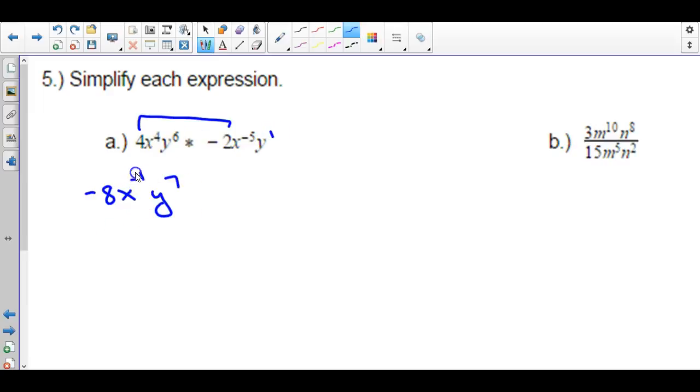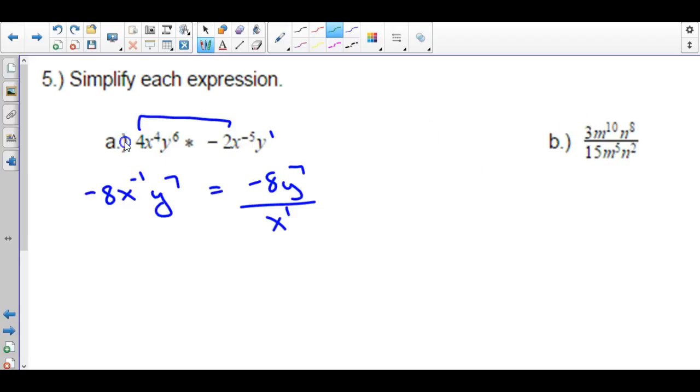And lastly, because I don't want negative exponents in my answers, I can keep the -8 and the y to the 7th on my numerator, and I can drop the x to the negative first on my denominator and make the power positive. And because I brought it down to the denominator, that's what changes it from the negative to positive, and that would be your final answer for that problem.